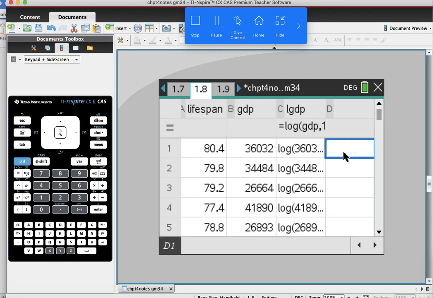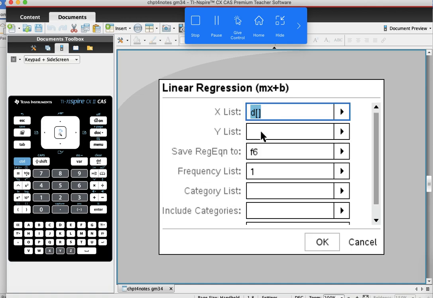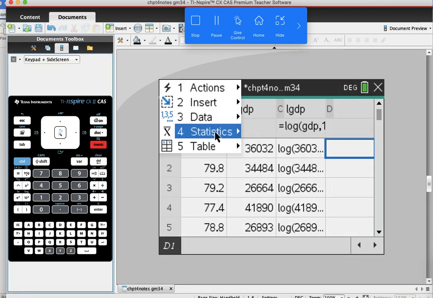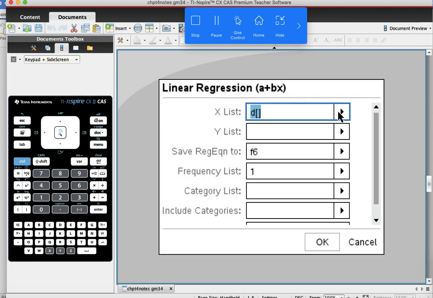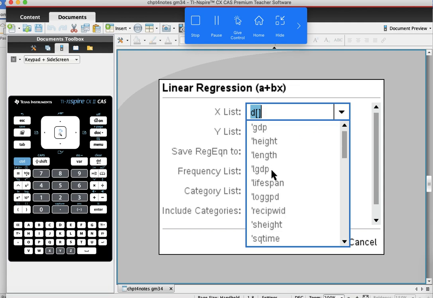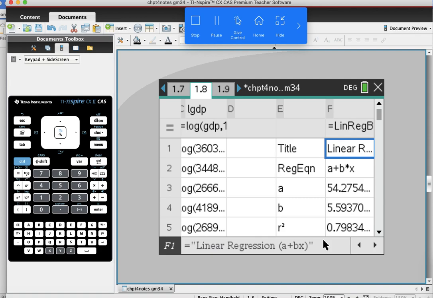Now, we are going to write the equation. It said write the equation in terms of lifespan and that. So we're going to get the A and B values. So menu, stats, stat calc. Okay, we changed the X list, so I called it log GDP. But the Y list I didn't change, and what was it? Lifespan. And you click OK. It says to write the equation to 3 significant figures. So we have that there.